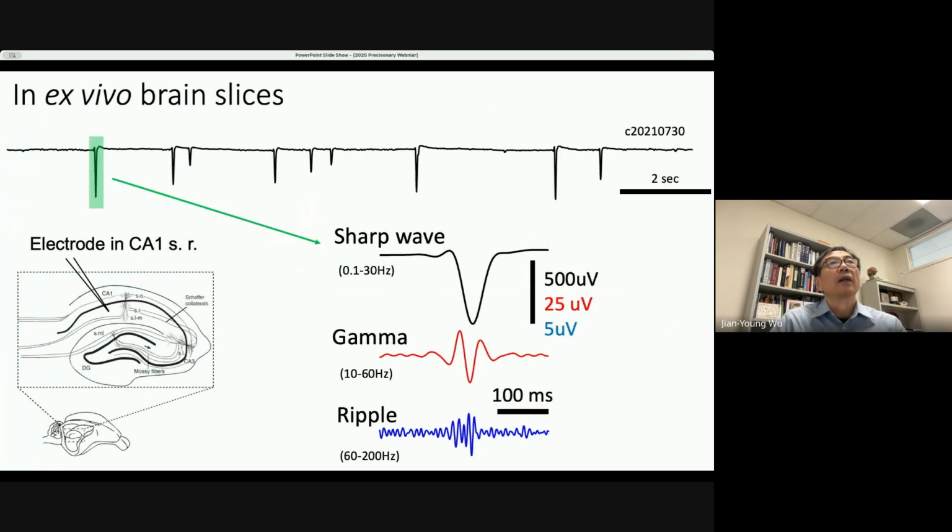Okay. Then in the ex vivo brain slices, if you keep enough hippocampal tissue, those sharp waves will spontaneously occur in a similar frequency.